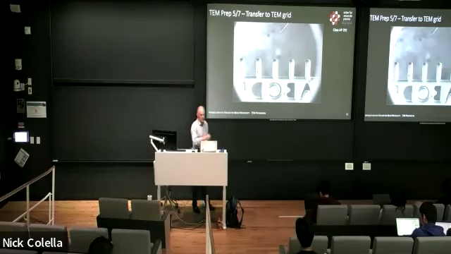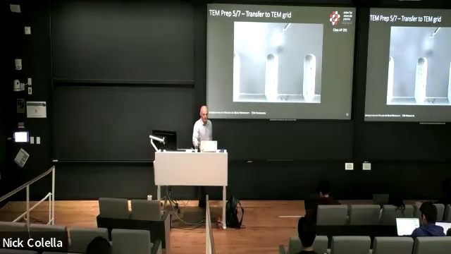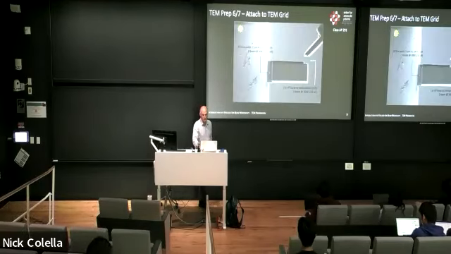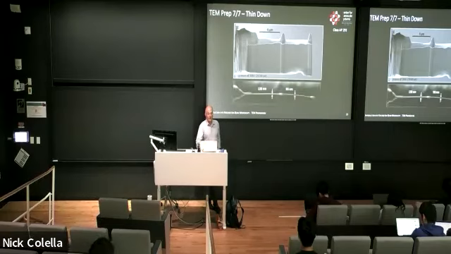Then we transfer the sample onto a special holder that fits into the transmission electron microscope. Glue it on, cut off the bridge. So now we have this cantilever hanging like a flag, for example, on one of those arms. And we can then continue thinning it down to the necessary thickness, on the order of 100 nanometer thin.